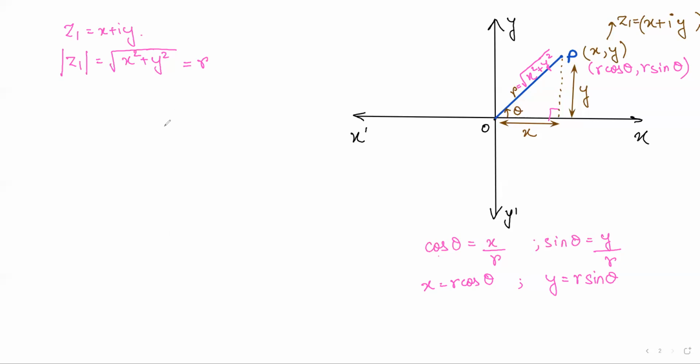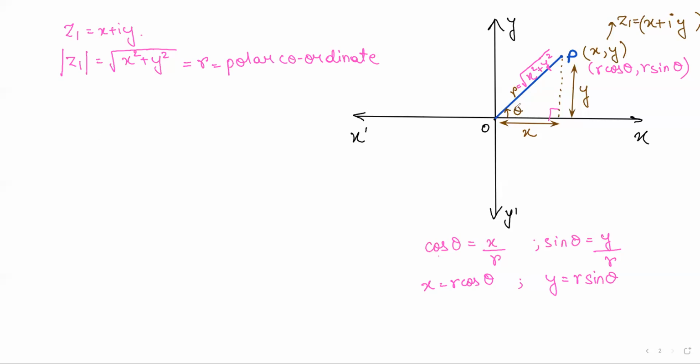This r has a name. It is called polar coordinate. Now this is the first polar coordinate. There are two polar coordinates. First one is r.